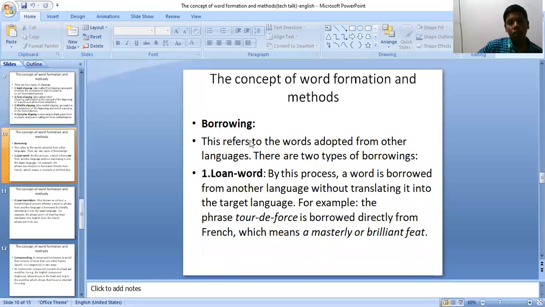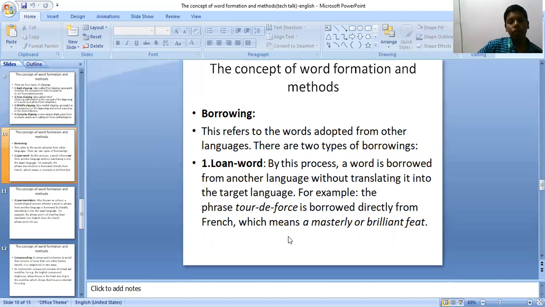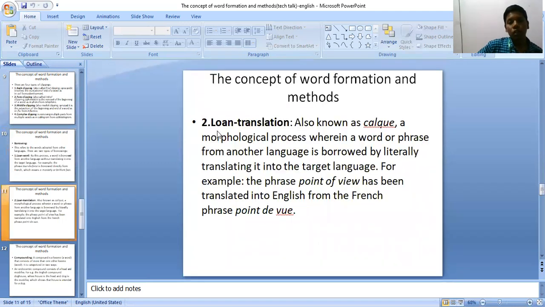Borrowing. This refers to words adapted from other languages. There are two types of borrowings. Loan word. By this process, the word is borrowed from another language without translating into the target language. For example, the phrase "tour de force" is borrowed directly from the French, which means a masterly or brilliant feat.